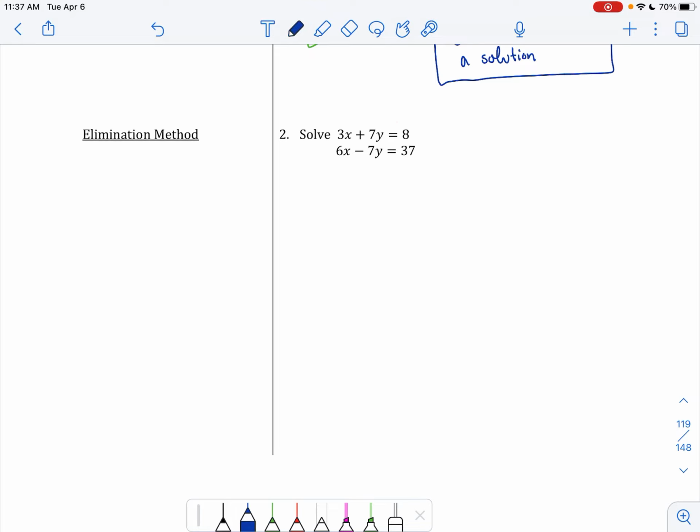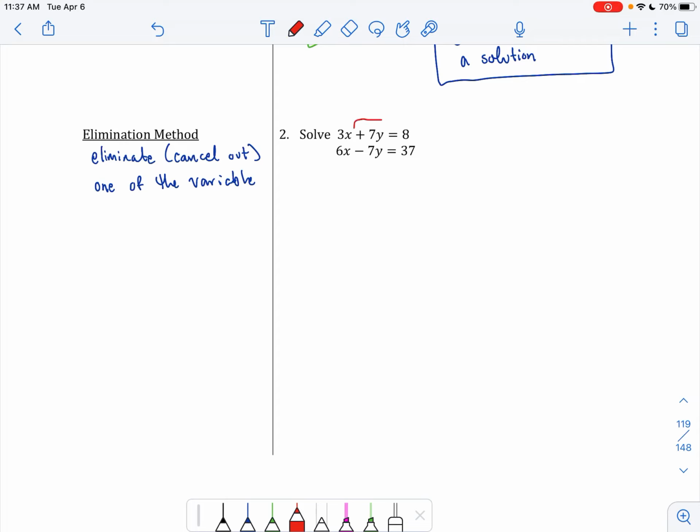And the best way that I recommend for solving a system of equations is what's called the elimination method. And the idea here is to eliminate, and that's the same as cancel out, just like you would with any sort of solving, one of the variables so that you're just solving for one at a time. Now, the question is which one? We've got 3x plus 7y is equal to 8, and 6x minus 7y is equal to 37.